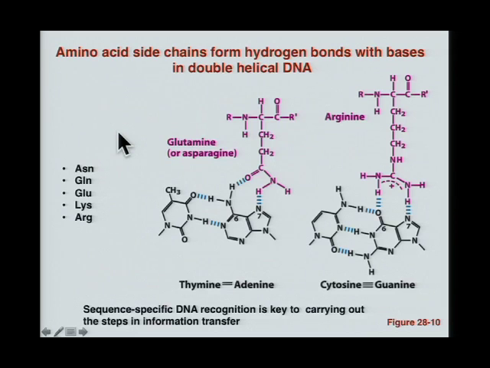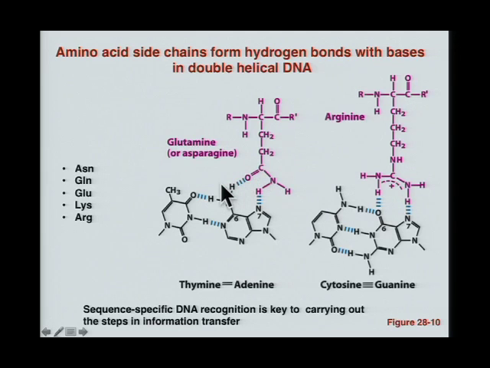All right, so the important thing here is what exactly is going on in the interaction of amino acids with these thymine, adenine, cytosine, guanine? Well, it's all about hydrogen bonding. And so there's a variety of different amino acid side chains that can be involved in hydrogen bonding. And here we've drawn some of these possibilities.